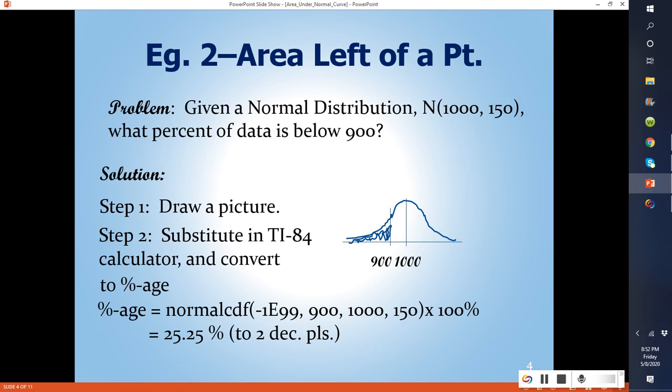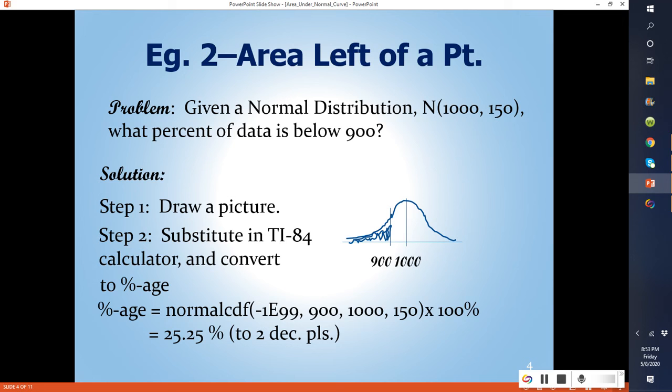So the percentage that we are looking for is a normal CDF, and we need to go from negative infinity to 900, and then we need to tell the calculator that we are giving it the x values, the data values, so it needs to know what the mean and standard deviation are, and they are 1000 and 150, and then we multiply by 100% to bring it to percentage.